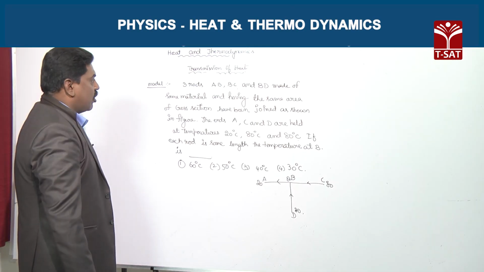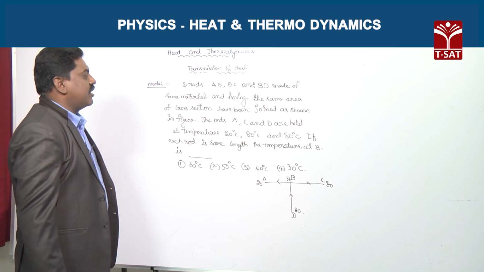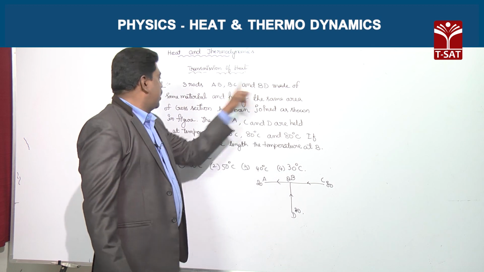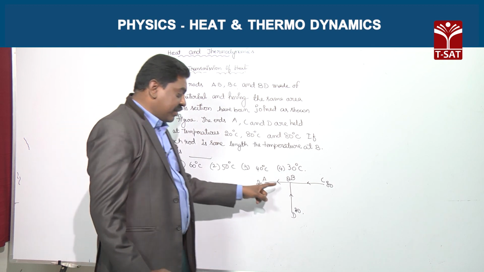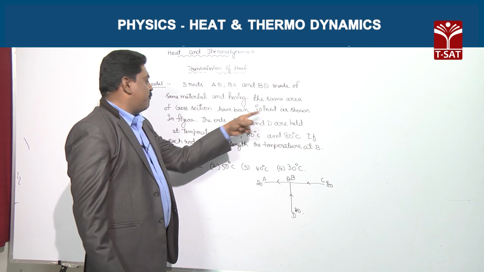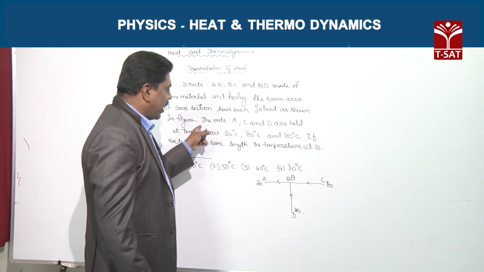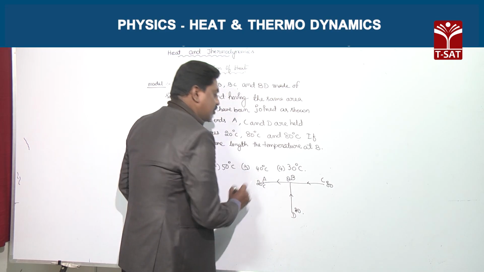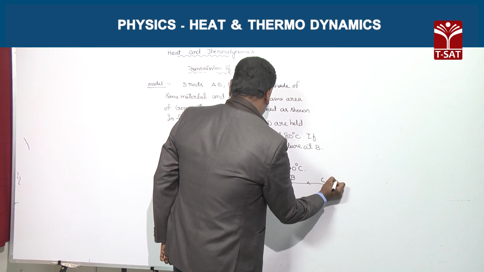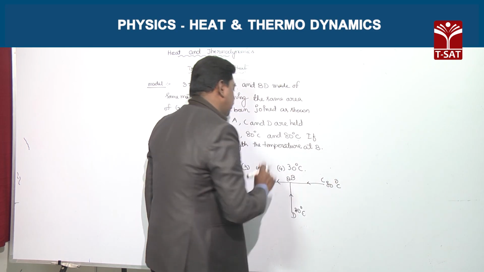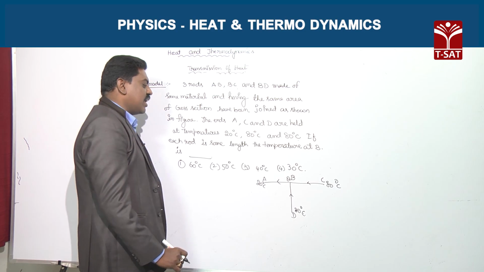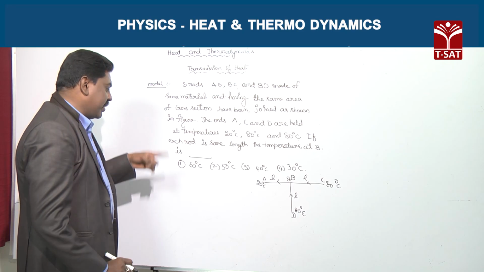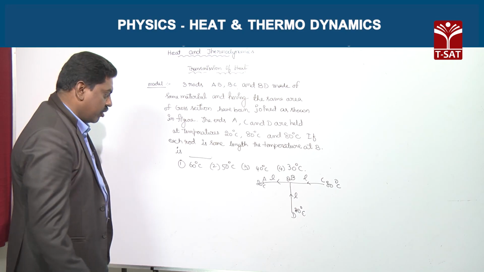Now, another model on this one. Three rods AB, BC and BD made up of the same material and having the same area of cross section have been joined as shown in the figure. The ends A, C and D are held at temperatures 20 degrees Celsius, 80 degrees Celsius and 80 degrees Celsius. If each rod is of the same length, the temperature at B is?